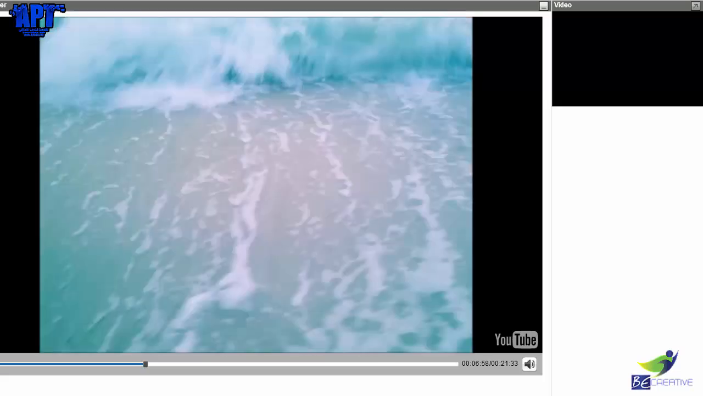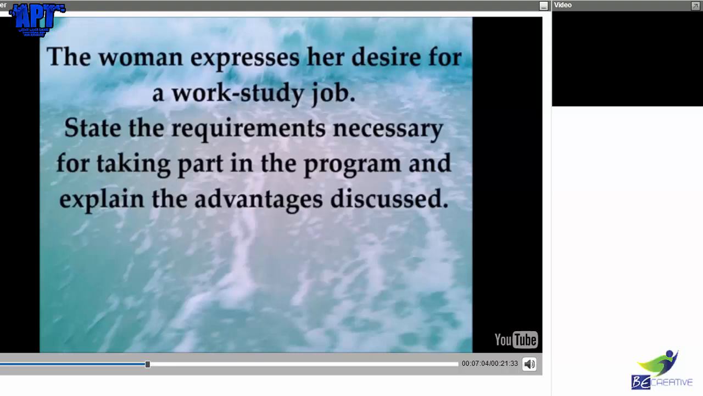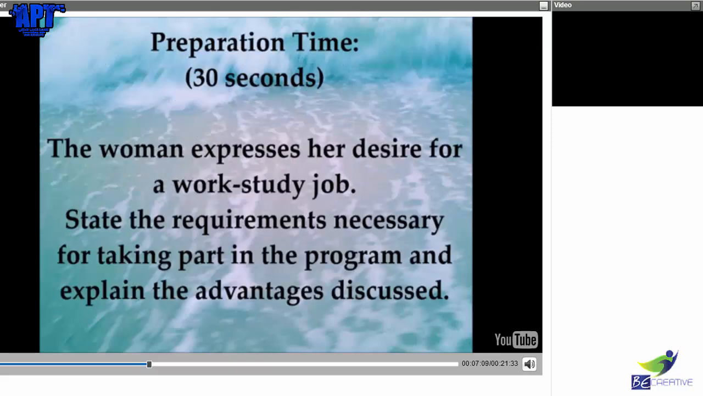The woman expresses her desire for a work-study job. State the requirements necessary for taking part in the program and explain the advantages discussed. Please begin speaking after the beep.